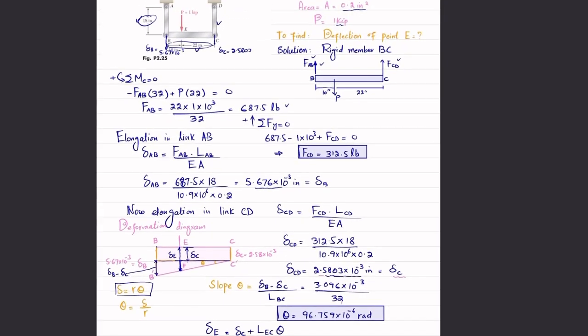So you can see that due to this loading, point B will move to this and point C will move this, and this will be the behavior of this rigid link. So this is deflection of point E.